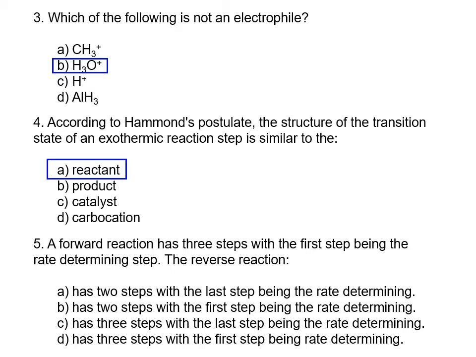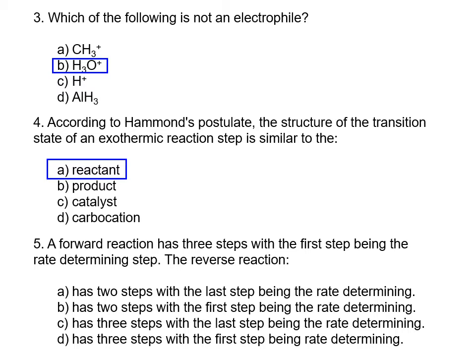Question number 5. A forward reaction has 3 steps, with the first step being the rate determining step. What are the features of the reverse reaction? Well, this tests the principle of microscopic reversibility, which means that the reverse reaction will proceed through exactly the same steps, through exactly the same intermediates and transition states in reverse order. So the reverse reaction must have 3 steps, the same way as the forward reaction. That means that we can eliminate answers A and B.